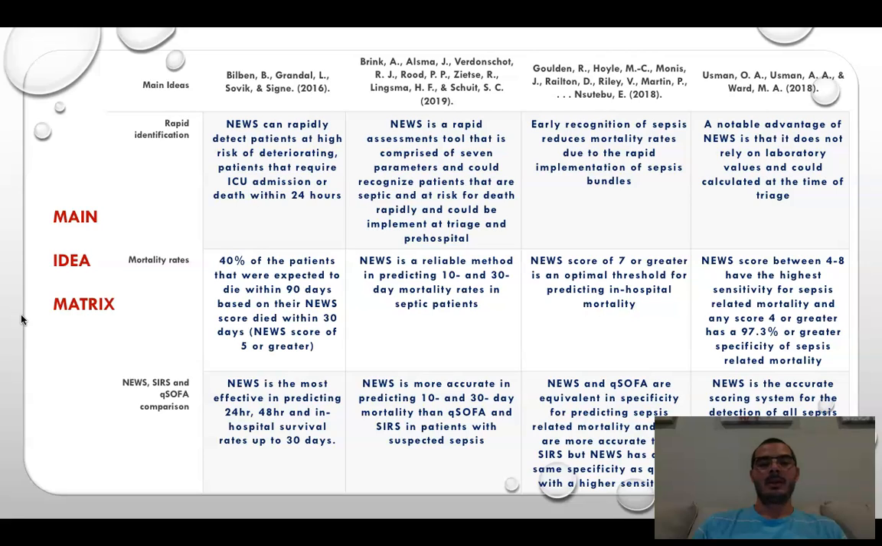The next main idea was mortality rates. 40% of patients that were expected to die within 90 days based on their NEWS scores of 5 or higher died within 30 days. And across the board, as you can see on the 3rd article, a score of 7 or greater is an optimal threshold for predicting in-hospital mortality. So as the score gets higher, you're at more likelihood for mortality.